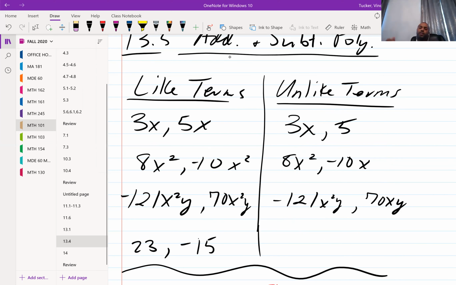So on this right column, just examples of unlike terms. 3x and 5, one has x, the other one doesn't, so you will not be able to add them to each other. Here, 8x squared, negative 10x, one has the power of 2, the other one doesn't. So you cannot add them or subtract them from each other. And then this last one, even though both of them have x and y, one has the power of 2 and the other one doesn't. Once again, if they are not like terms, you cannot add them or subtract them from each other.